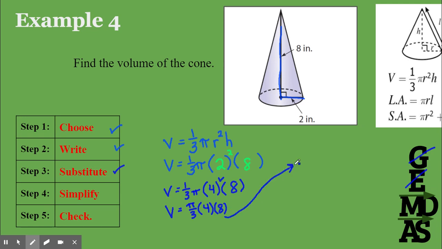Okay, I ran out of room. All right, so we multiplied first these two. Now we need to multiply these two. So volume equals 4 pi over 3 times 8. And we need to multiply one more time these two parts together. So 4 times 8 is 32 pi divided by 3. This is the exact answer.